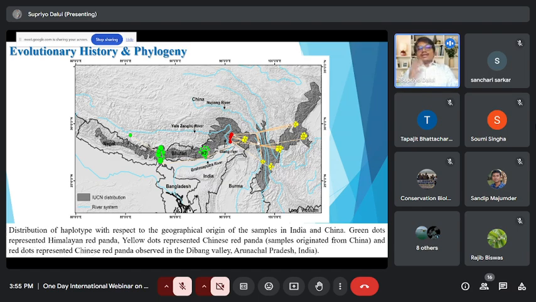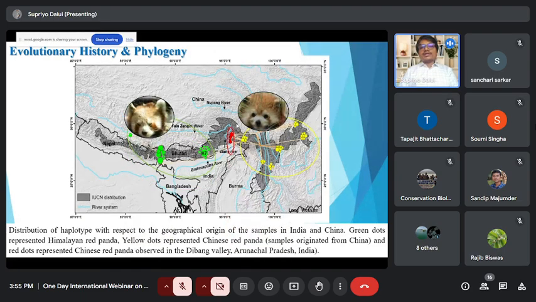And when I analyzed all these samples together, I found something very interesting, that all the samples which are on the western side of the river clustered together, and all the samples which are on the eastern side of the river clustered separately. So based on this, I have hypothesized that there are two different phylogenetic species of red panda. One is the Himalayan red panda and the other one is the Chinese red panda.